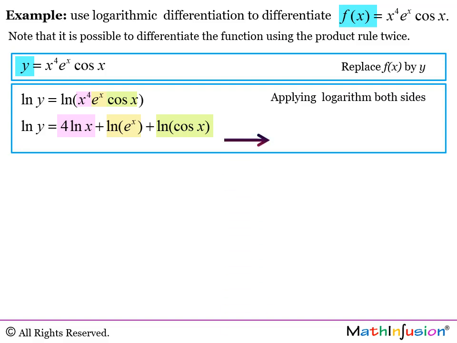We can simplify even more. ln of e to the x is just x. After we simplify this function, now we can go and start differentiating. We are differentiating this implicitly because we have here an equation. We are going to differentiate both sides.